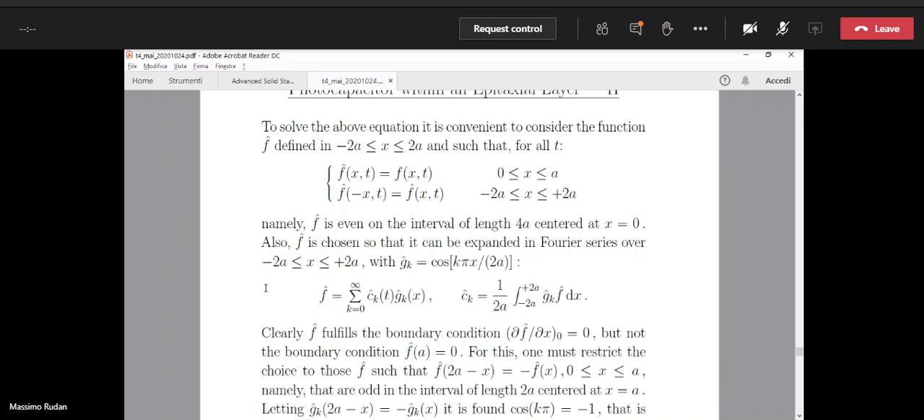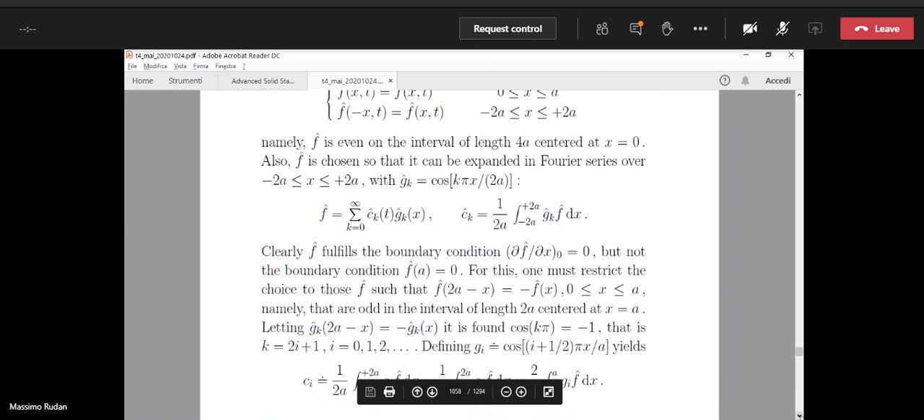Does this function f hat fulfill the boundary condition? Of course, it does fulfill the boundary condition in the origin, because f hat is made only of cosine functions, and the cosine is, as you remember, even. So f hat is even, so it fulfills the condition that the derivative in the origin is equal to 0. But it does not fulfill the boundary condition on the other side. It should be f hat of a equal to 0, and it is not, okay?